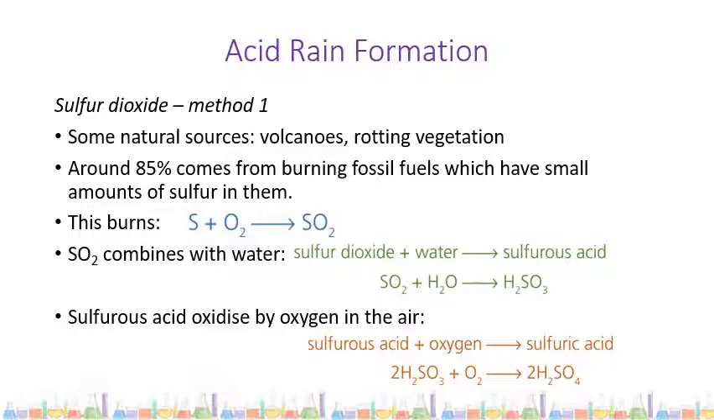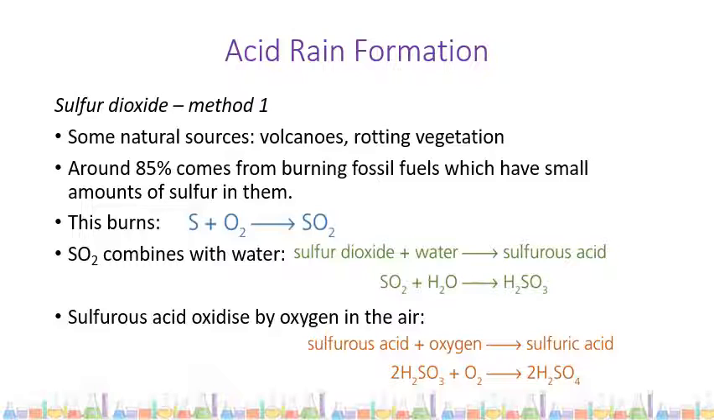So sulfur dioxide is the main contributor to acid rain. There are some natural sources of it, like from volcanoes and rotting vegetation. However, 85% of the sulfur dioxide in Europe's atmosphere comes from burning fossil fuels, which have small amounts of sulfur in them. So when the fossil fuel is burnt, it creates sulfur dioxide, that blue equation.